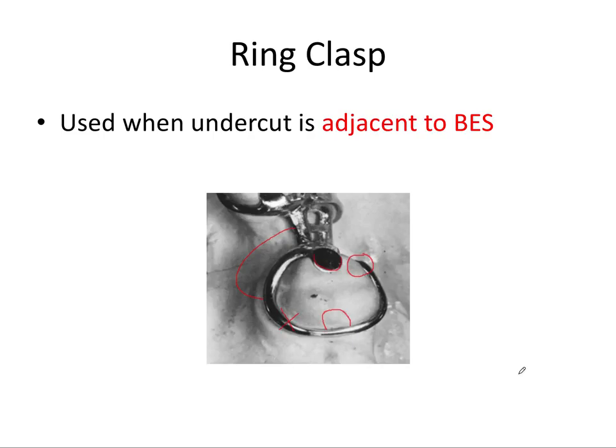And say if the undercut was on, again, the distofacial or the distolingual, you could just use an Akers clasp. But since the undercut is in the mesiofacial area for this patient, we needed a ring that wrapped around the entire tooth, and then the retentive tip dives down and engages the undercut on that side.